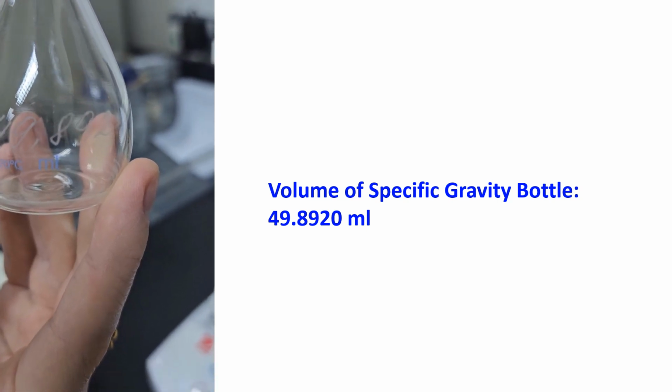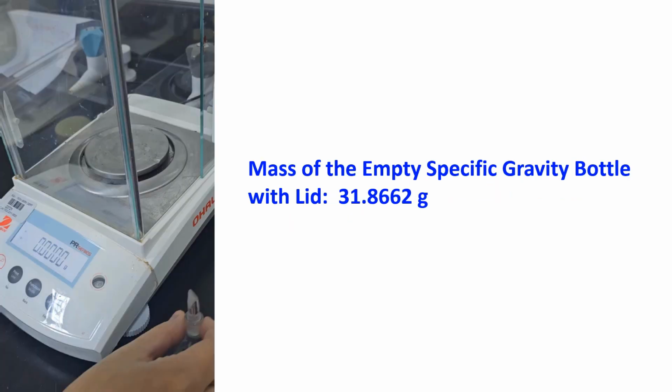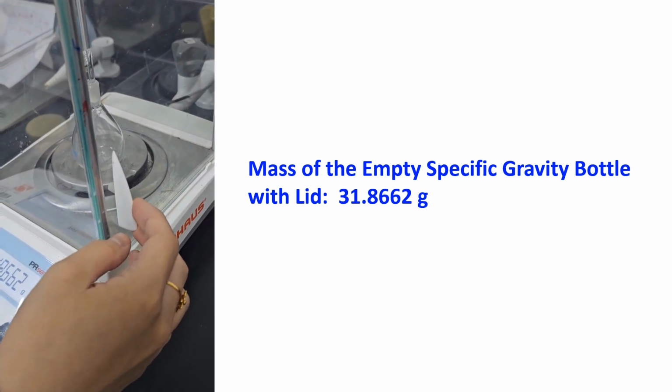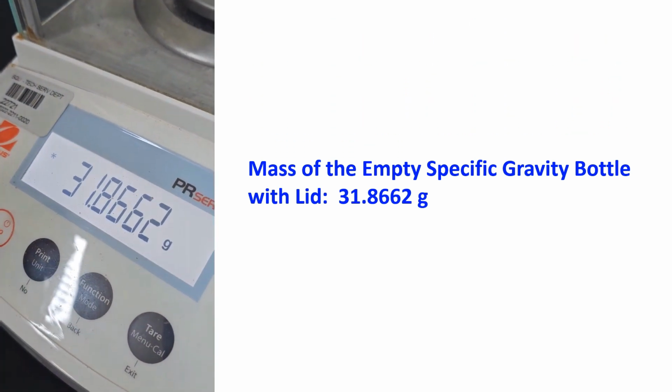We had taken a 50 ml specific gravity bottle, and the exact volume was written on the bottle as 49.8920 ml at 20 degrees C. We need an analytical balance for density measurement. First, we are measuring the mass of the empty bottle with the lid. It was 31.8662 gram.